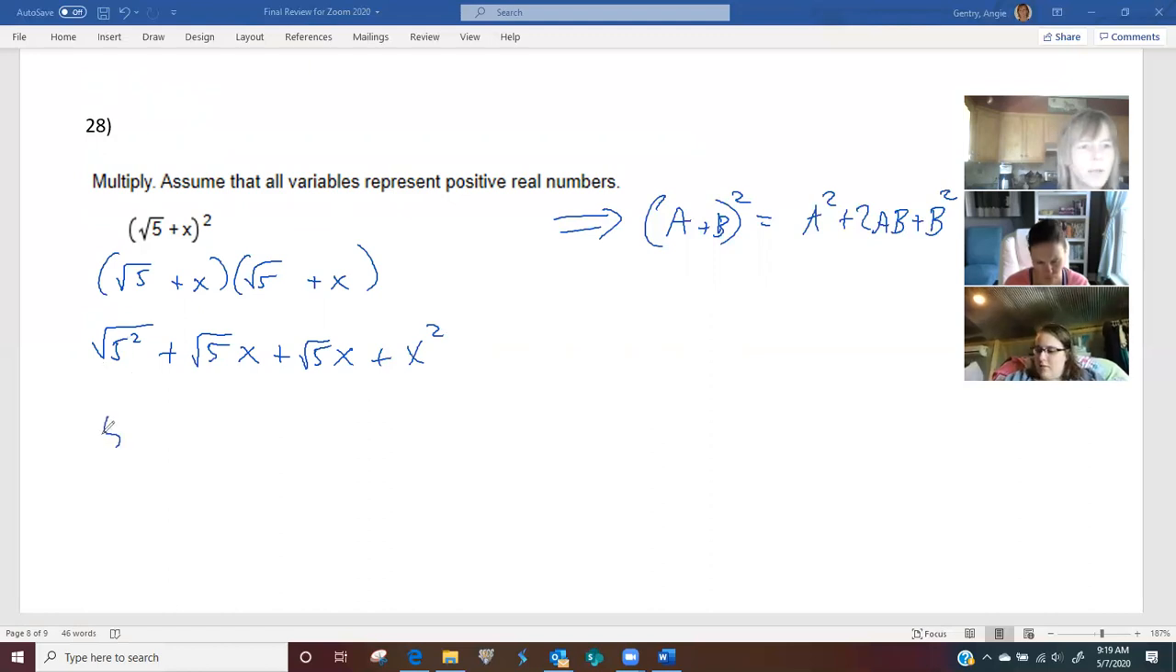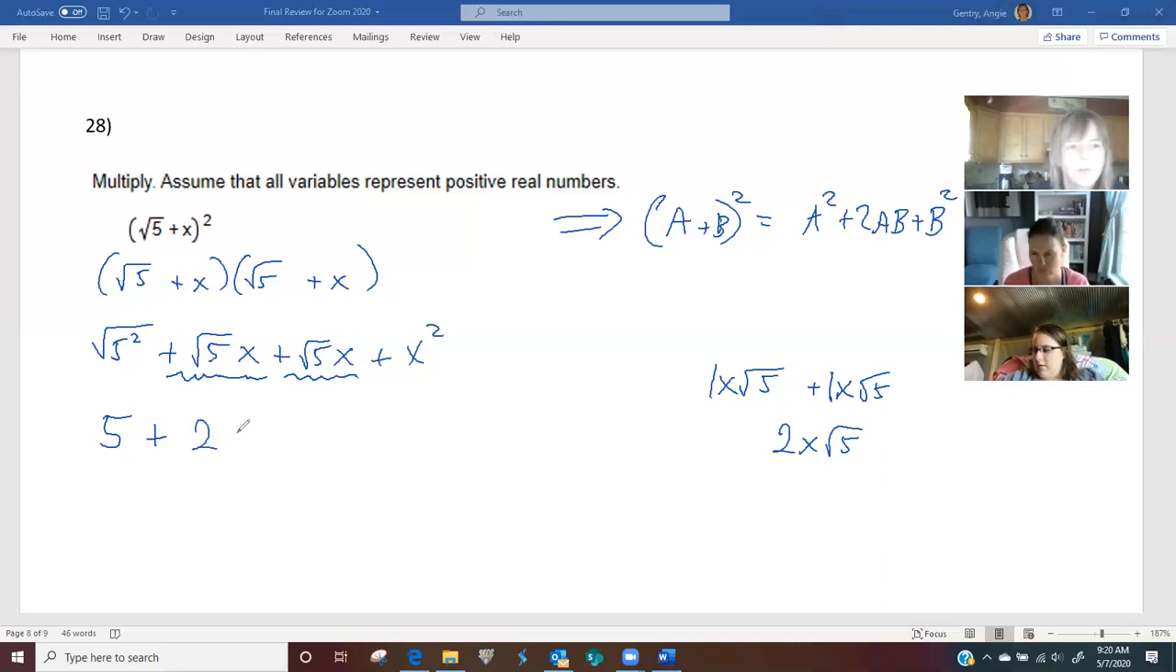Then you have a 5 come out. You have square root of 5x. Now this is dangerous because you're adding. This is adding. So should we write them as x square root of 5 plus x square root of 5? Is that better? Then you have 1x square root of 5 plus 1x square root of 5 makes 2x square root of 5. Do you see what I'm saying? So this is a little bit dangerous.